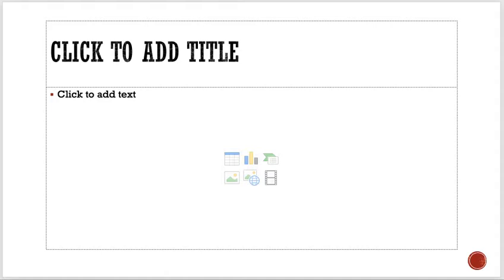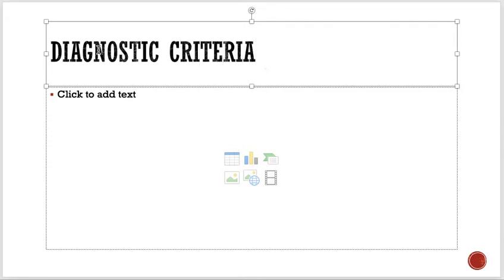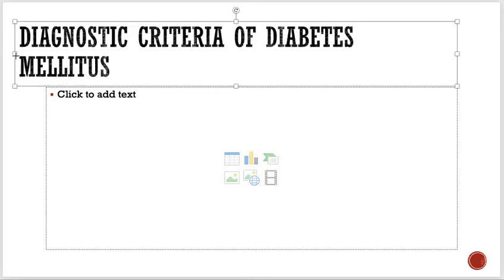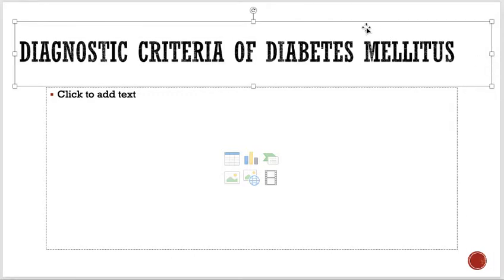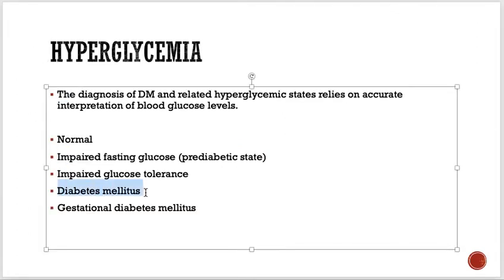Now, talking more about this, I would like to tell you one very important point. Of course we are discussing the diagnostic criteria of diabetes mellitus right now, right? So when I say diabetes mellitus, I'm not talking about IFG, impaired fasting glucose. I am saying diabetes mellitus, which means practically this thing, right?